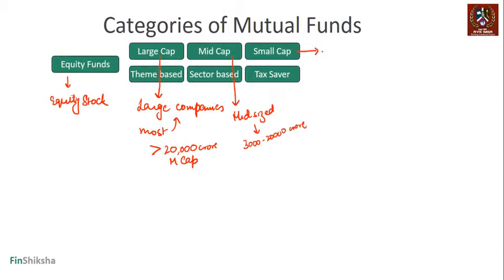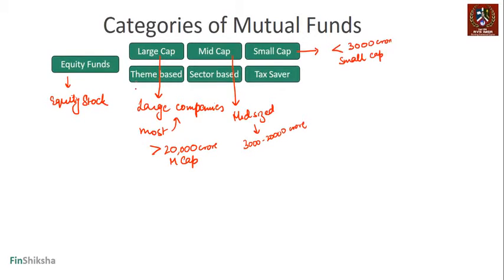Then we have small cap funds, which typically invest in companies the size of less than 3,000 crore. Predominantly, these are small companies, small cap companies that you are investing in predominantly. It does not mean that a large cap fund cannot pick up a stock that is of a mid cap size. They can. But predominantly 70 to 80% of the portfolio will be in the larger companies that we see, right?